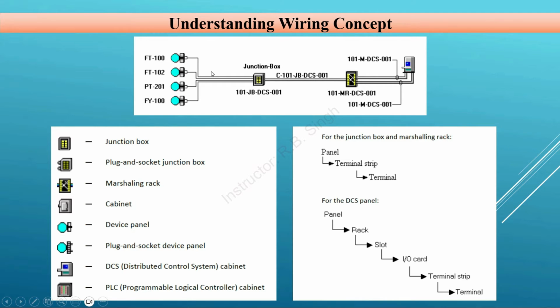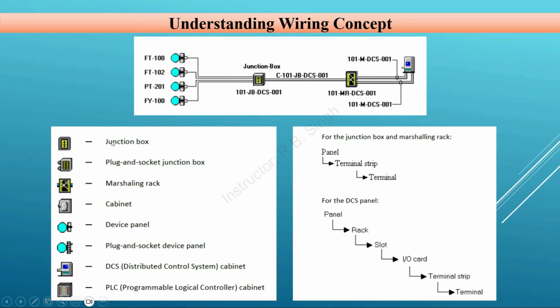Before doing the wiring, we need to create the device panel and the cables, that means individual cables and all components like the junction box, main cable, marshalling cabinet, and the system cabinet. Everything we need to create first, then we can do the wiring.